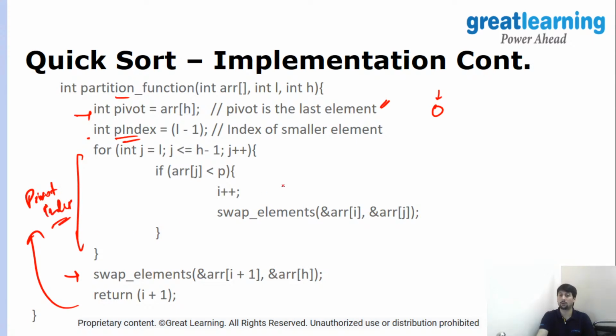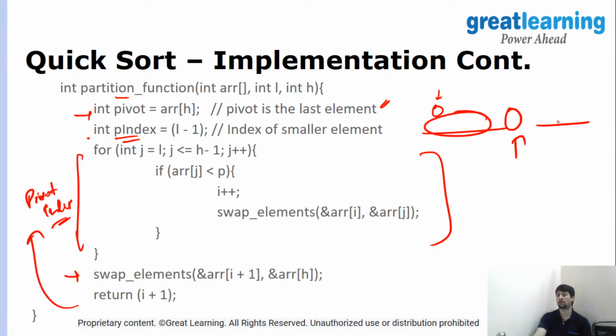So in this loop, you just swap around in such a way that all the elements on the left of this pivot index will be less than the pivot, and all the elements on the right hand side will be greater than it.